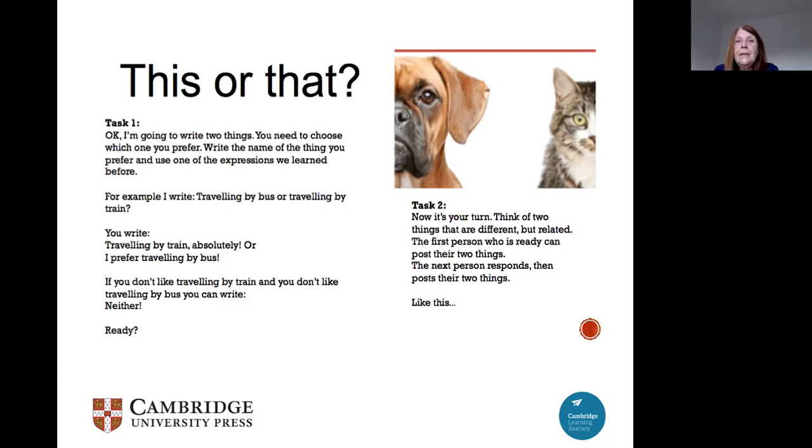Okay, so this activity then goes on that the first person posts their two things, cats or dogs, and the next person responds saying cats and then posts their two things. So they might say biscuits or cake or something like that. So it's a kind of chain reaction. A student posts cats or dogs, the first person to reply saying cats then posts the next question, cake or biscuits. And the first person to reply to that saying perhaps cake then posts something saying tea or coffee. So it's like a chain reaction.